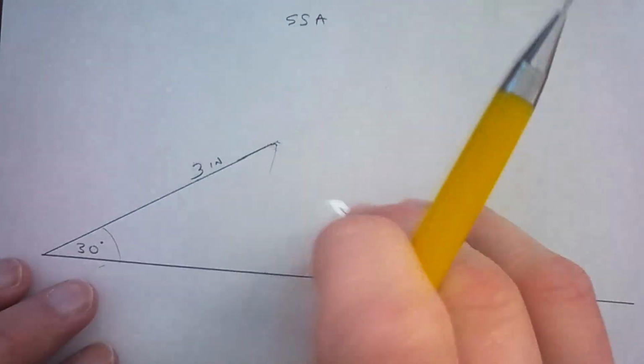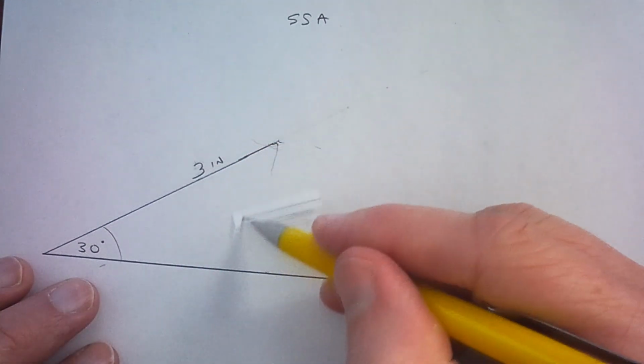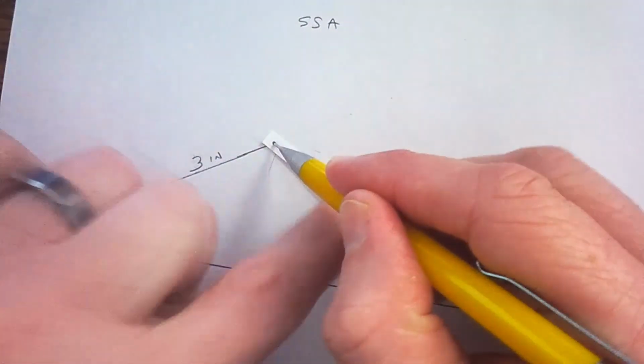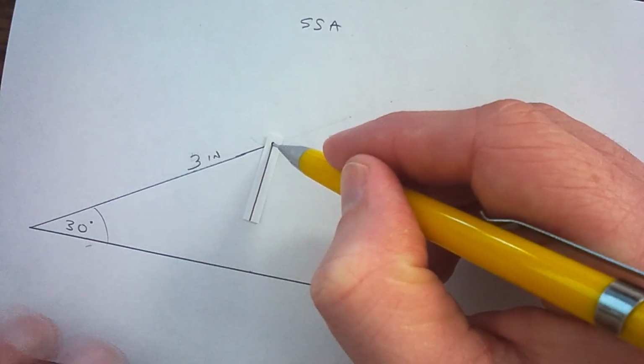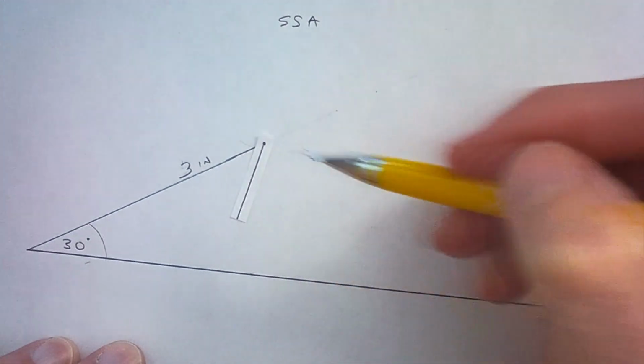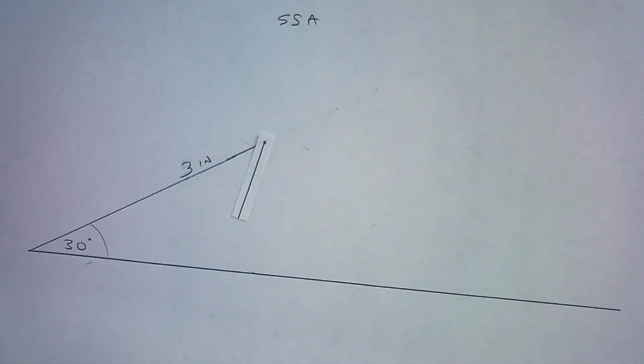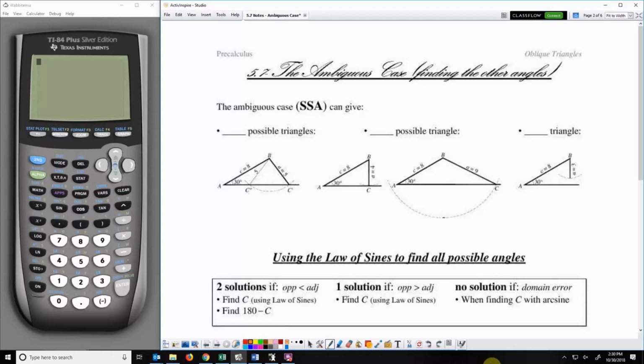It's also possible with two fixed sides and a non-included angle that I could make no triangles. Okay, so in today's notes, we'll talk about these three different cases where we could have 1, 2, or 0 triangles based on two fixed sides and a non-included angle. Continue talking about the law of sines, and specifically a case where you have two sides and an angle that's not between them. And that's called an ambiguous case because there's a possibility that you have 0, 1, or 2 triangles that you can make out of the two sides and the non-included angle.